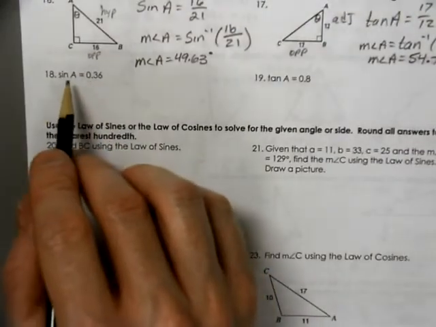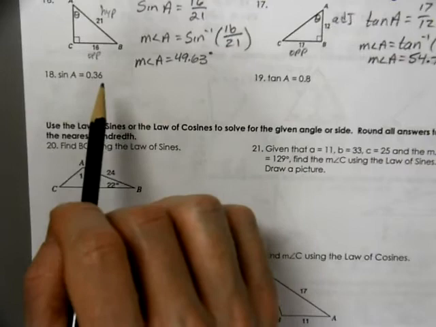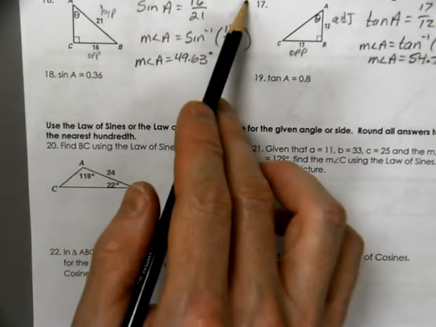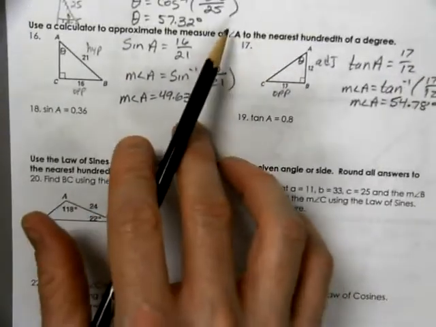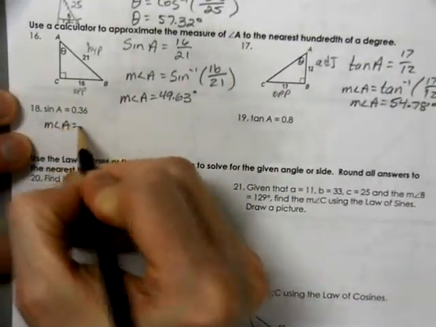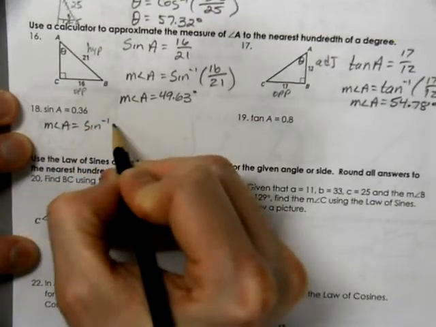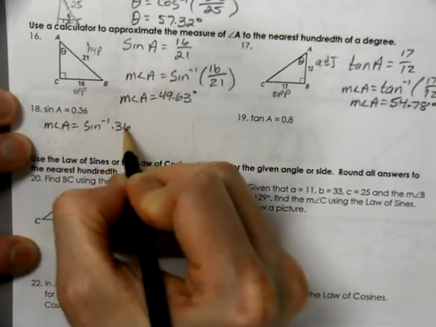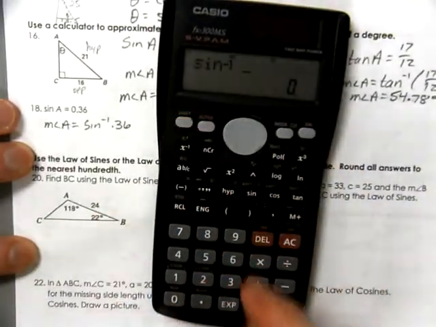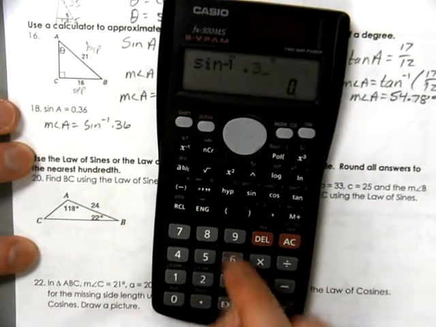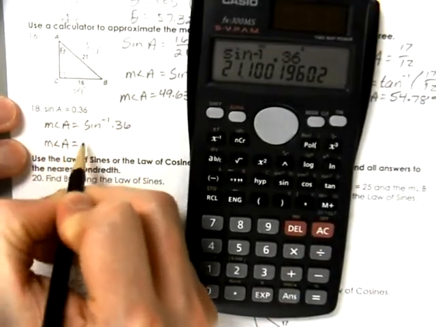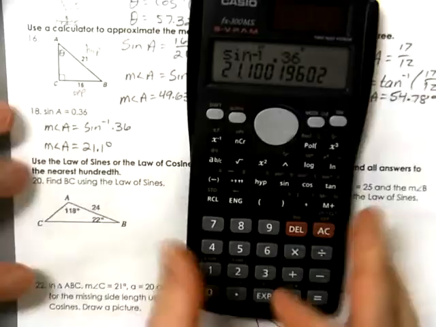Sine of A. So, well, it does look like we're still trying to find the angle of A. So we're going to say the measure of angle A equals sine inverse of 0.36. You can use parentheses here, but it's not an absolute requirement because it's not a fraction. So the measurement of A is going to be 21.1 degrees.